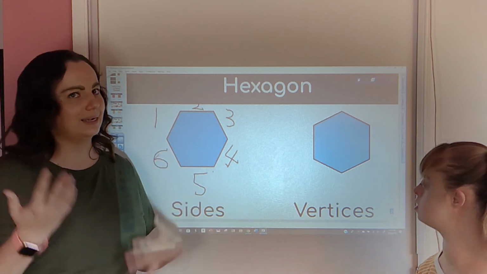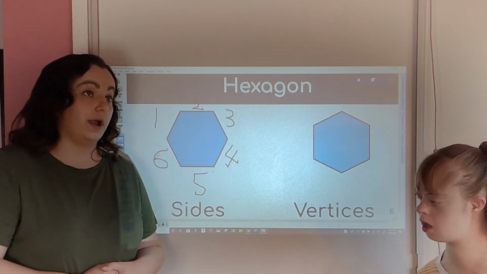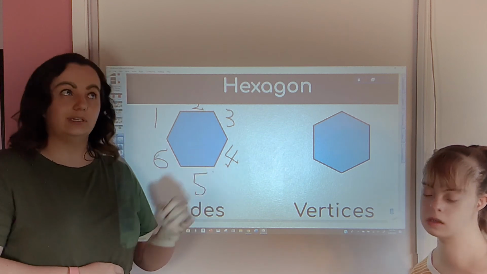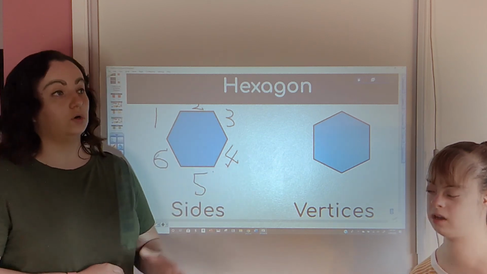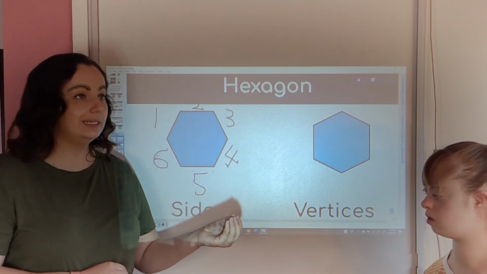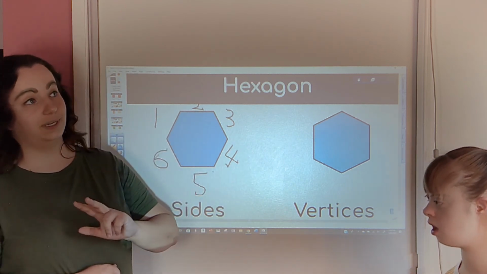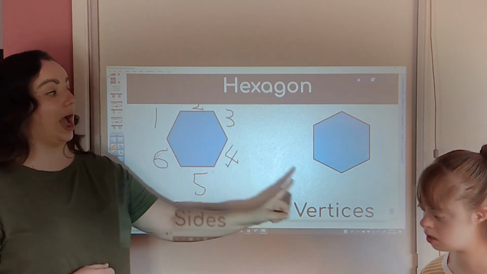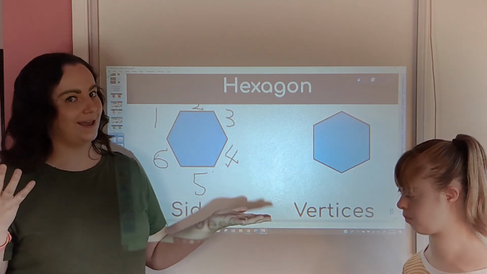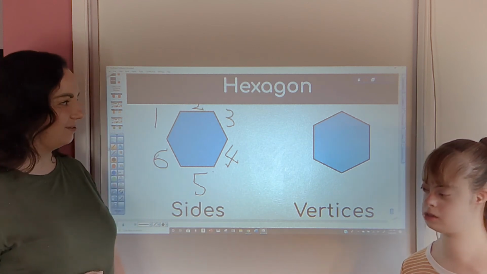Now let's go ahead and find out how many vertices a hexagon has. Maybe you're already making a guess because squares had four sides, four vertices. Rectangles, four sides, four vertices. Circles, zero sides, zero vertices. Triangles, three sides, three vertices. Maybe you can already tell how many vertices a hexagon has. Let's go ahead and check it out though.